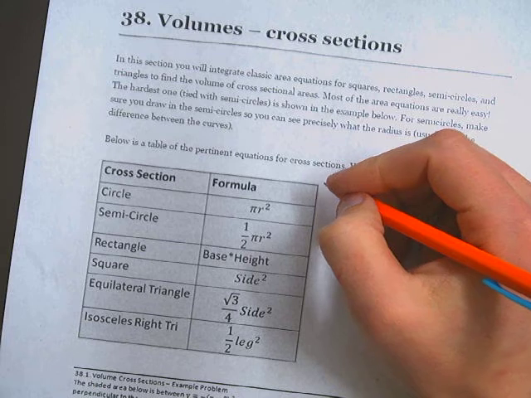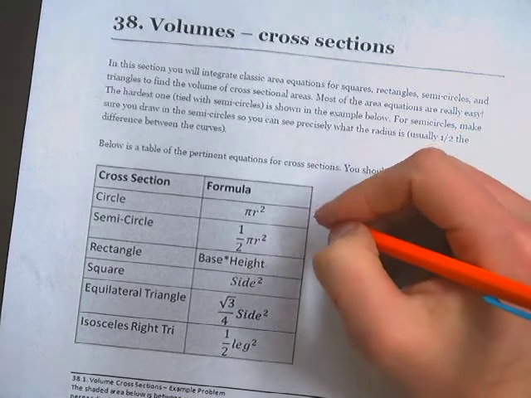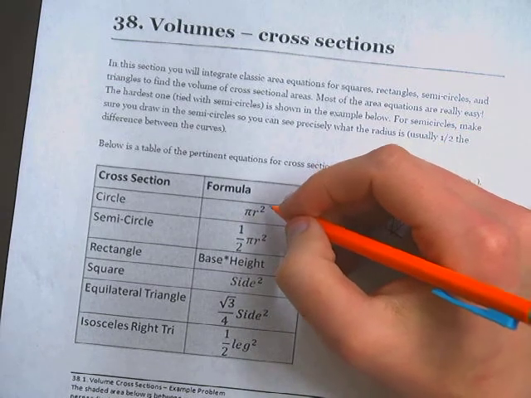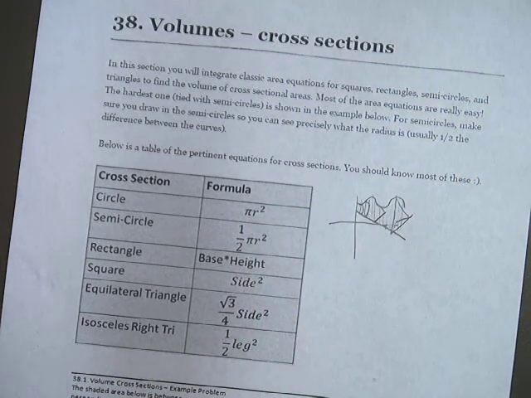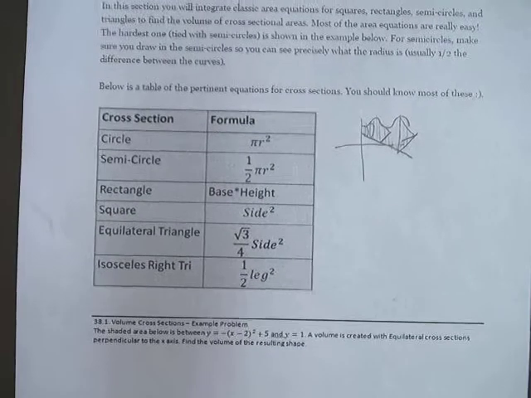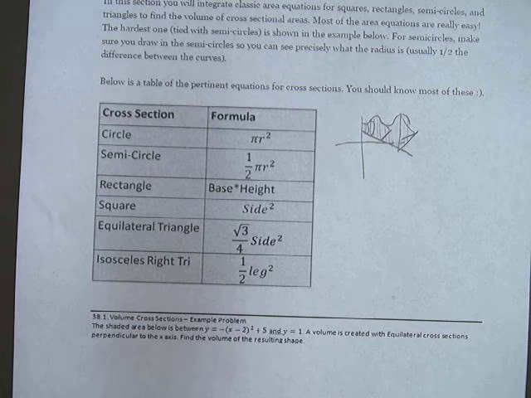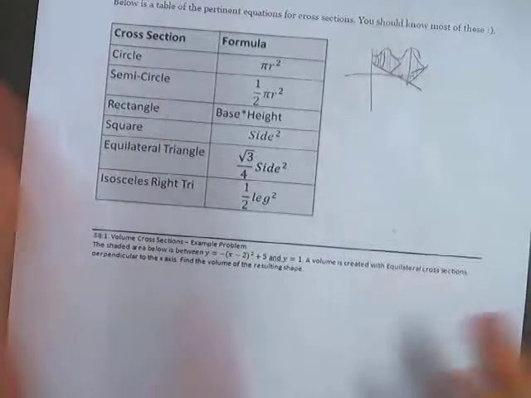This table has a big list of all of the equations. We can have circular cross sections, semicircular, rectangular, square, equilateral triangle, and isosceles right triangle. And the way the question's asked kind of tells you how you should go about doing each of these problems. So let's do the first example down here.